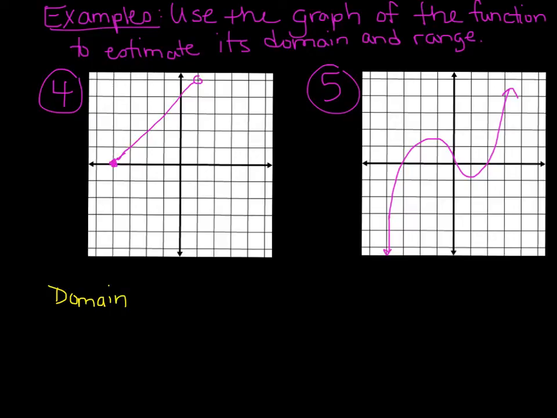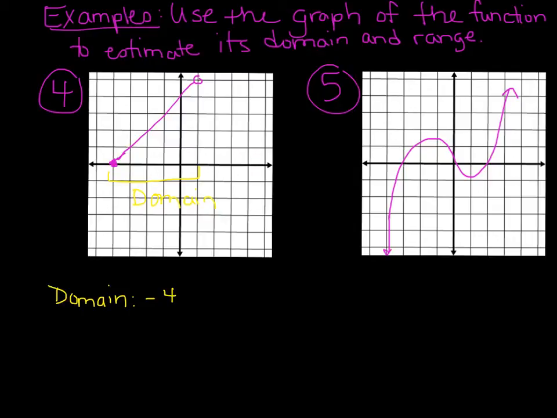So the domain is going to be our possible x values. And it's going to go from the dot on the left to the dot on the right. And so we're going to start with the point on the left. That one is at -4. The one on the right is at +1.